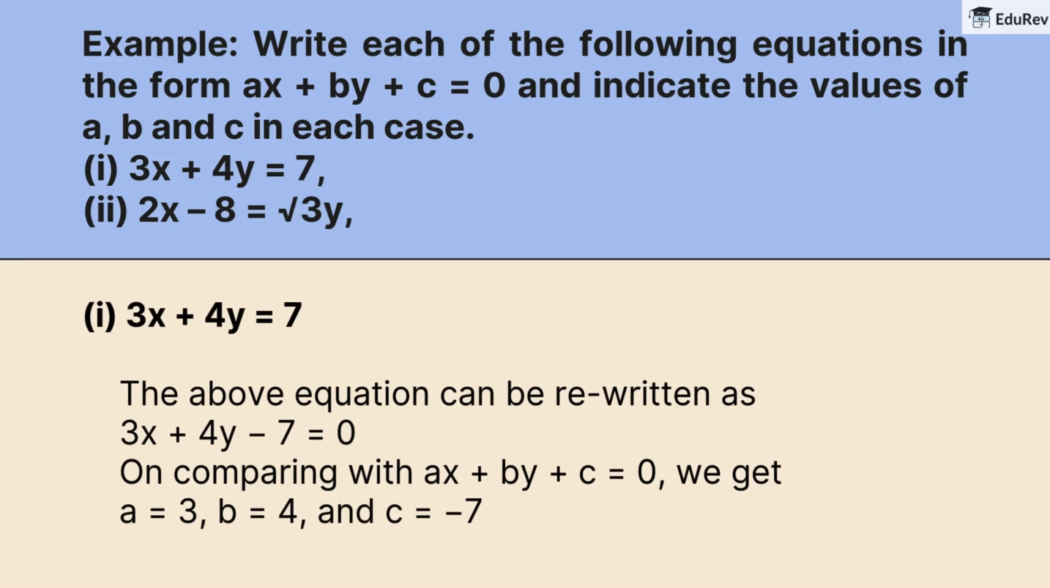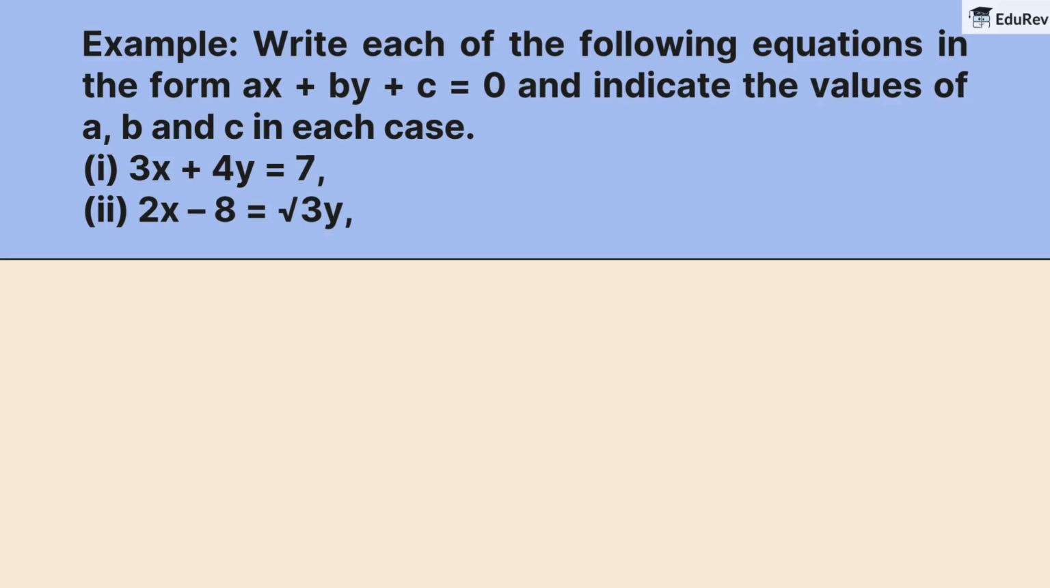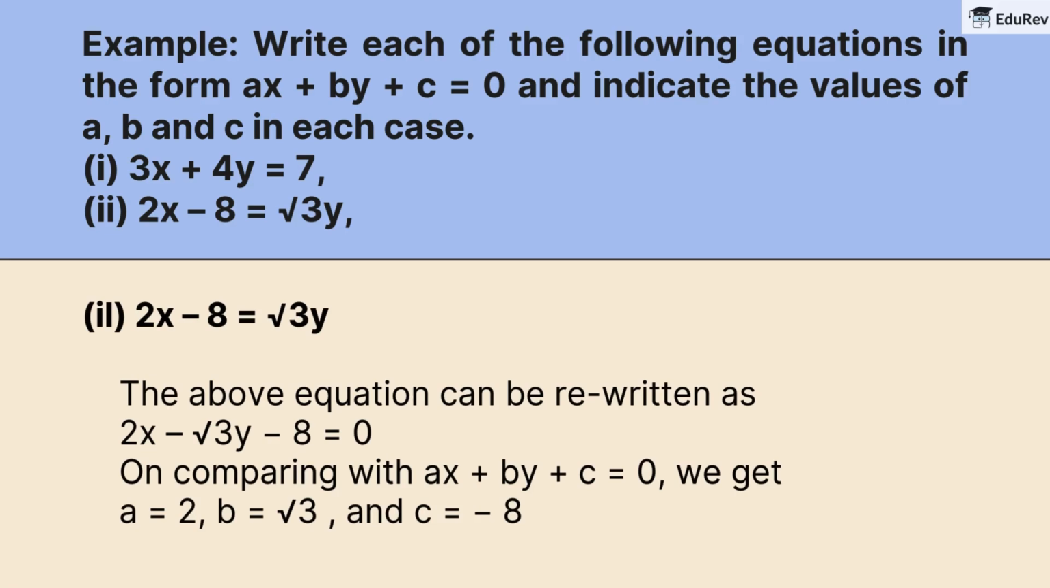Comparing with ax + by + c = 0, we find that a = 3, b = 4, and c = -7. The second equation is 2x - 8 = root 3 y. This can be rewritten as 2x - root 3 y - 8 = 0.